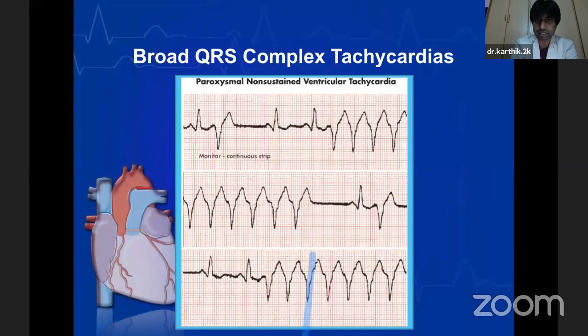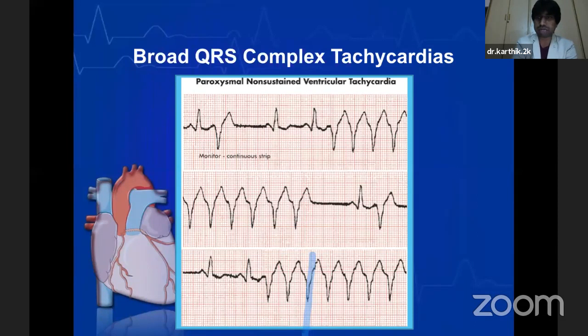In the first illustration, you can see there is a paroxysmal non-sustained ventricular tachycardia. You can see that there is a normal P wave followed by a QRS complex. Then immediately there is an abnormal beat. You can see that the QRS complex has broadened and the QRS and T wave discordance is seen here. And the rate is very fast, almost about 150 to 170 beats per minute. And then suddenly it terminates, only to reappear again in the third strip. So this is a paroxysmal non-sustained ventricular tachycardia.